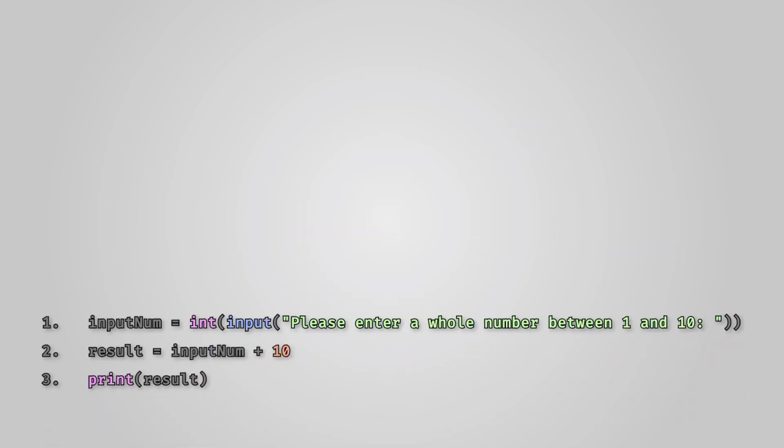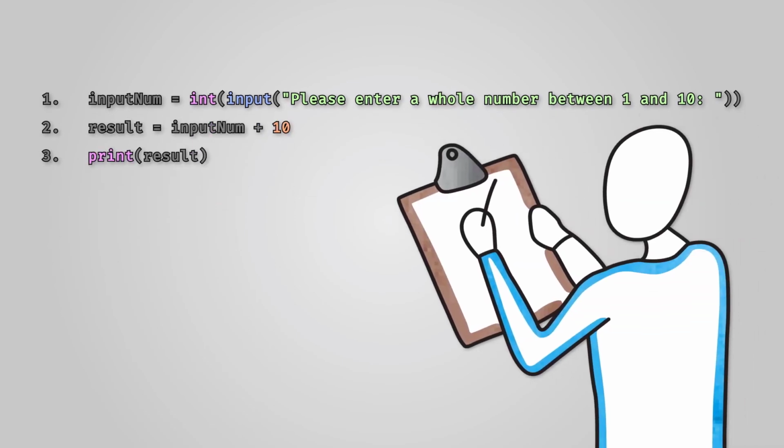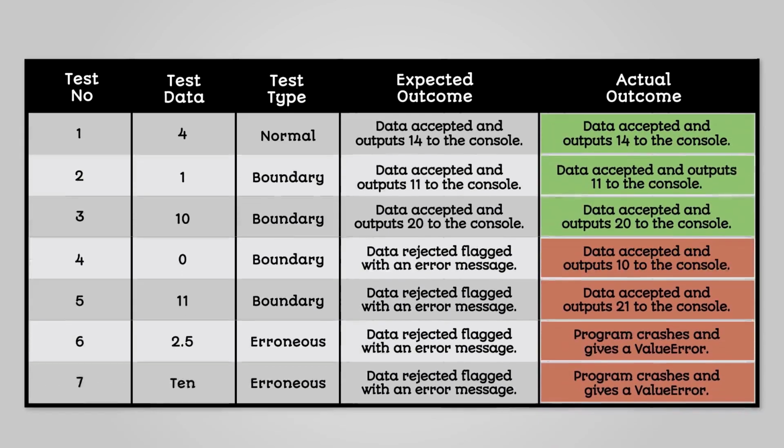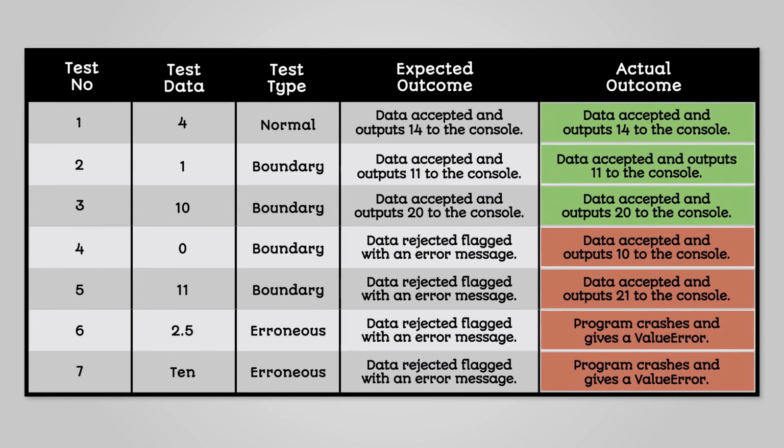Let's look at a simple Python coding example, slightly modified from one we have used previously. This program should take a whole number input between 1 and 10 from the user, add 10 to the number, and print out the result to the console. In order to test our program, we will usually have a test plan which will follow a similar layout to this.